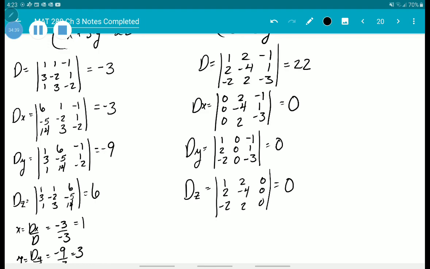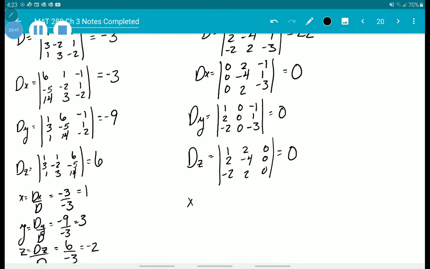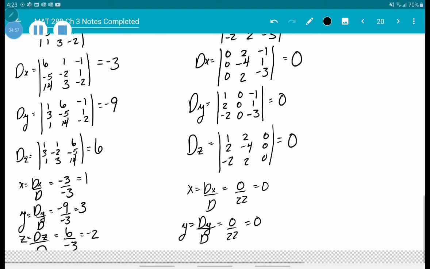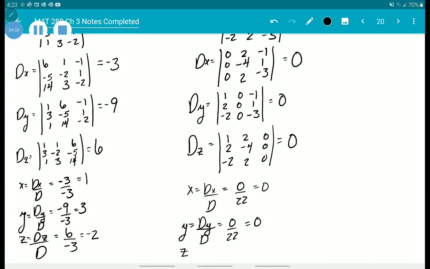So in this case, we ended up with x is equal to dx over d. Now notice d was not 0. D was 22. So we're going to get 0 for x. And we're going to get the same thing for y and z. The only solution to this is the trivial solution. So this one has a unique system, or excuse me, a unique solution.